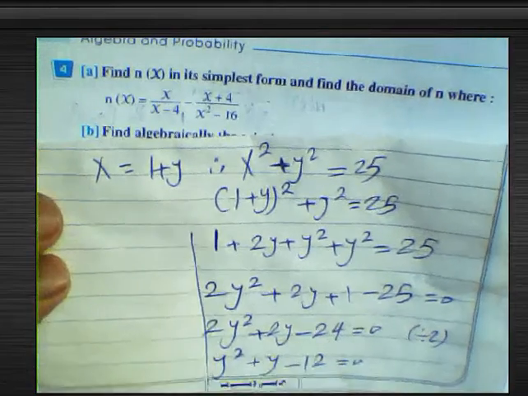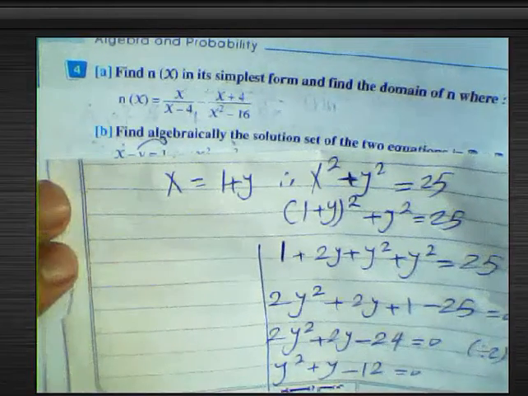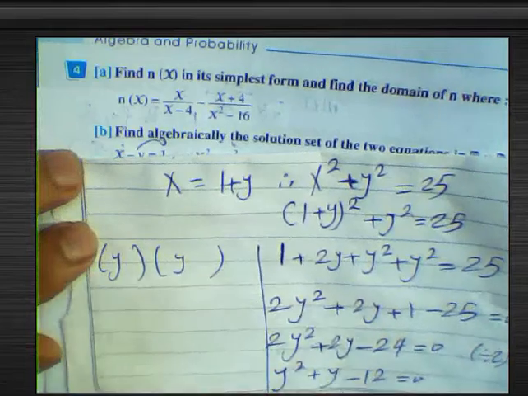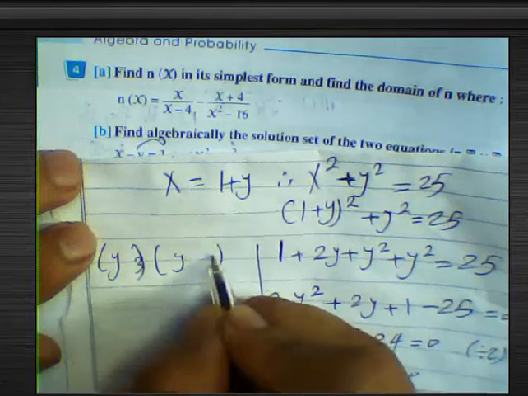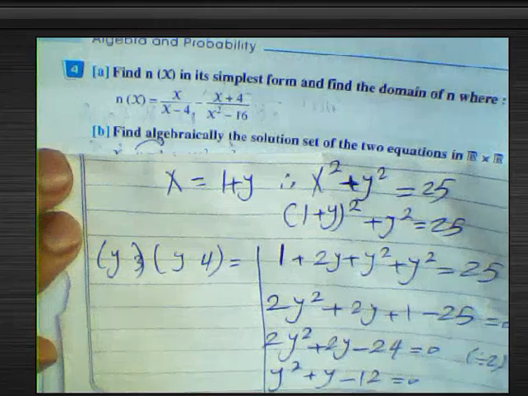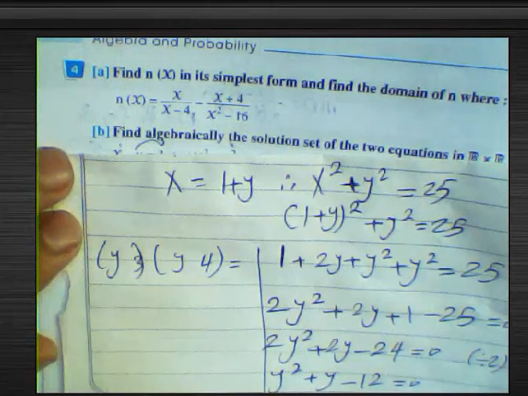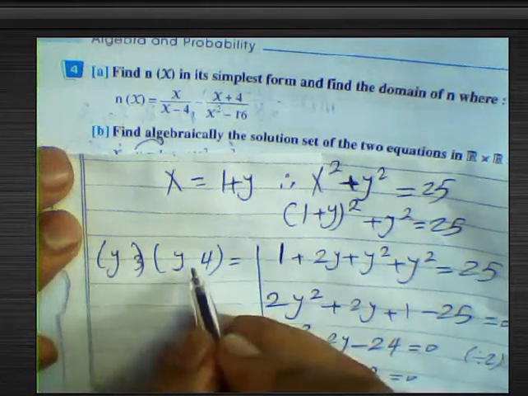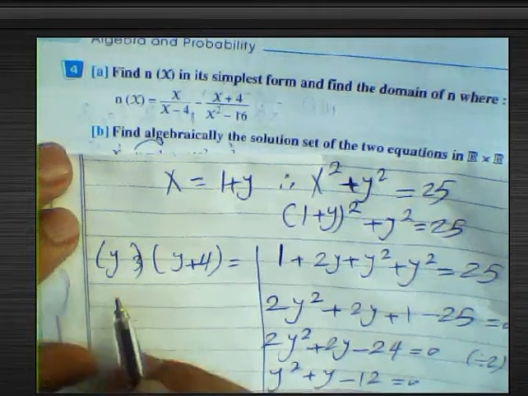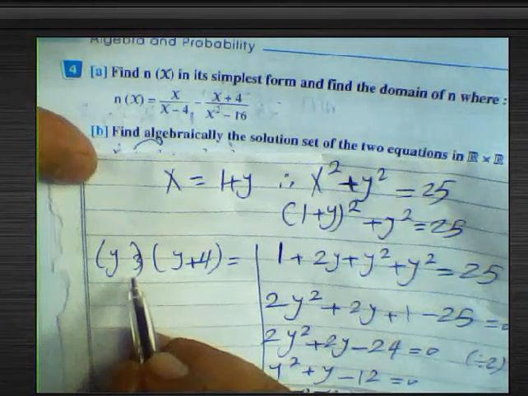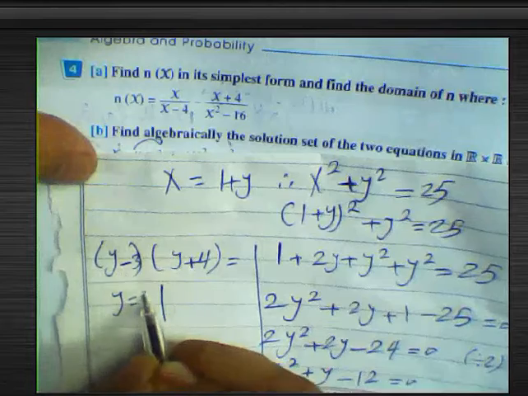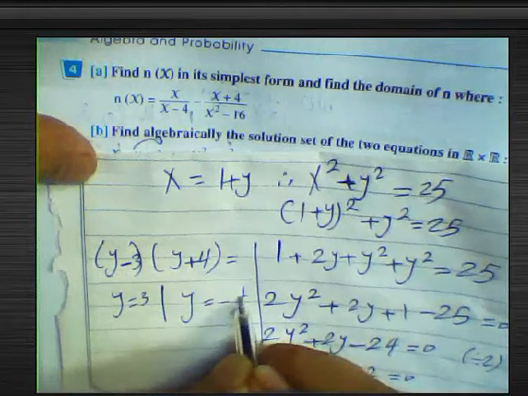We can simplify this expression by factorizing: y multiply y, and 3 multiply 4 equals 12. The signs will be different, negative and positive. 4 will be positive because the middle term was positive, and the other number will be negative. Then y will be 3 or y will be negative 4.